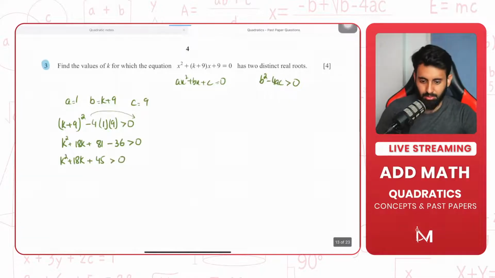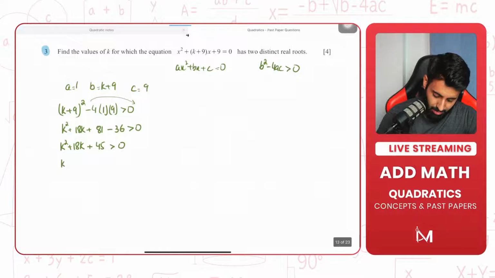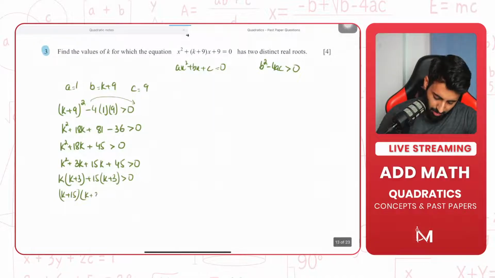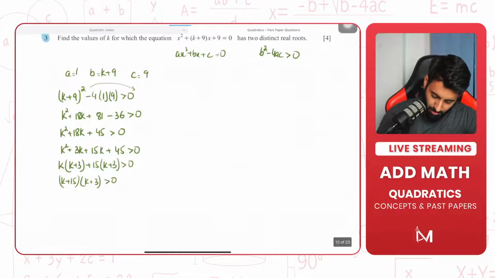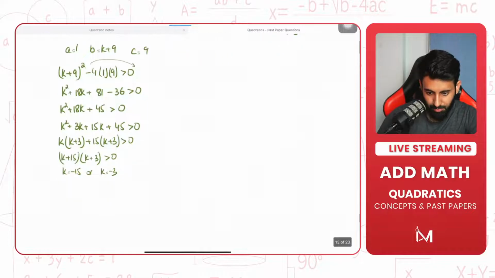Is greater than 0. So we'll do middle term breaking. 3 and 15 are the terms that you're looking for. k squared plus 3k plus 15k plus 45 is greater than 0. Let's factor out k plus 3. Let's factor out 15. k plus 3 again, greater than 0. That means k plus 15 and k plus 3 is greater than 0, which means that k is equal to minus 15 or k is equal to minus 3.